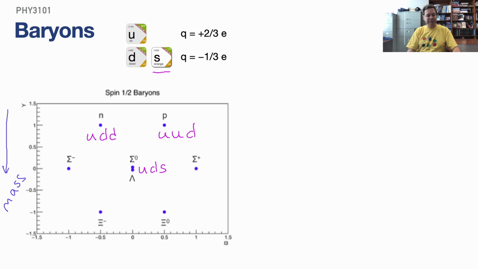What about sigma plus? Well, I need to add more charge. It's more like the proton. So in that case, we can just replace the last down quark in the proton with a strange quark and have up, up, strange.